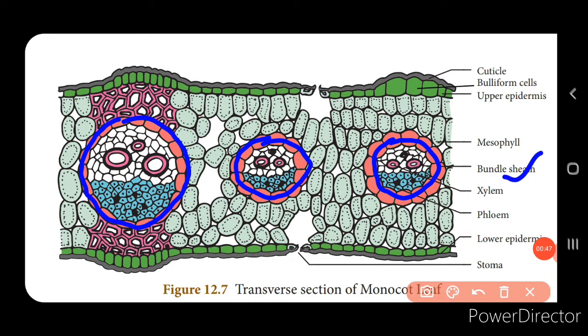Now look into the picture, children. I have marked the bundle sheath. You can see the circular ring around the vascular bundle, which I have circled with blue color, isn't it? Those are the bundle sheath. It is the sheath that surrounds the vascular bundle, and it is made up of parenchymatous cells.